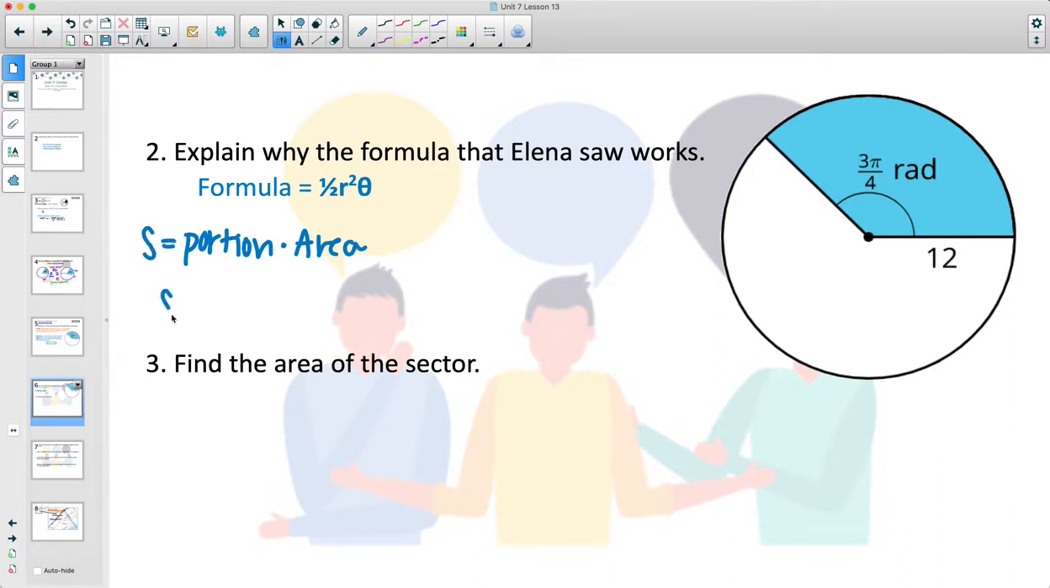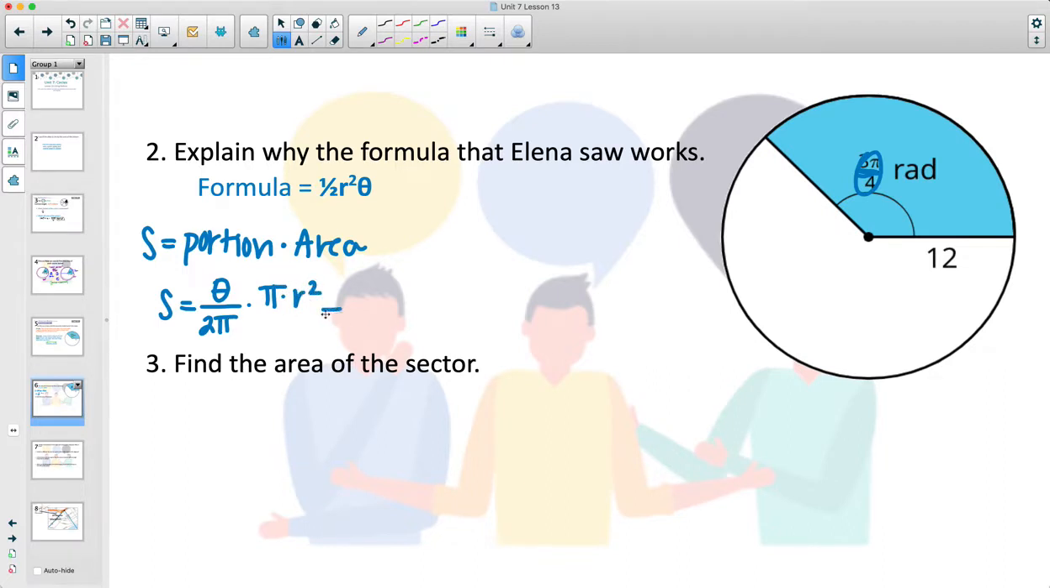And so what portion of a circle do we have in radians? No matter what that central angle is, we're going to compare that to 2 pi, the whole thing. So this will give us our portion. And again, we're doing it in general, not for this given angle. Then times it by the area of any circle, and the area for any circle is pi times the radius squared.